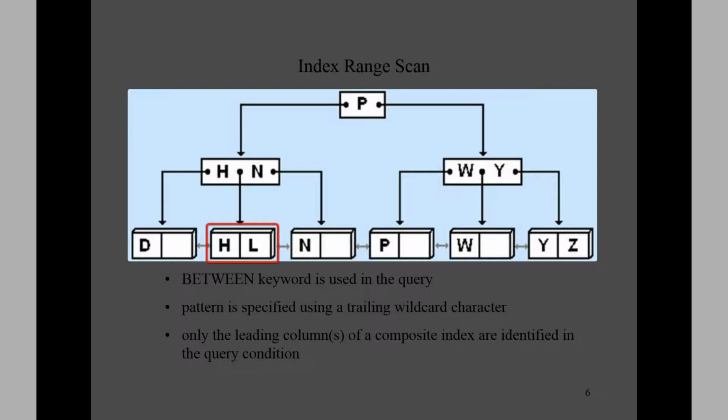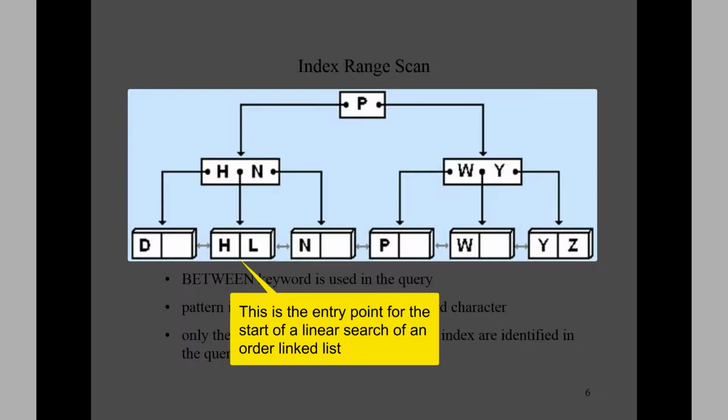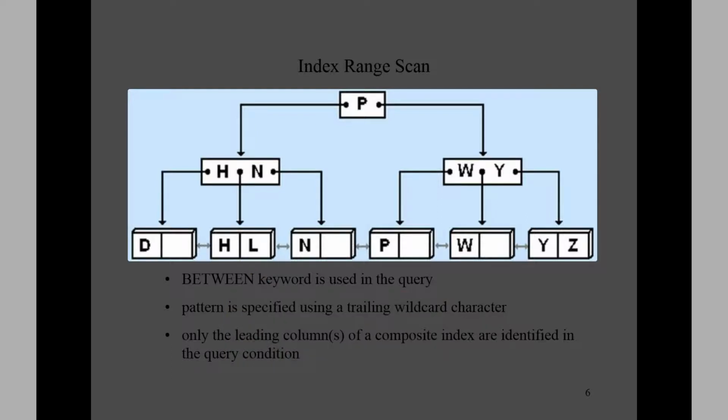A horizontal scan of the leaf nodes is then performed, beginning with the block identified from that downward scan of the index. That is, we've identified the entry point into this double-linked list, this linear structure. Note that the keys in the leaf blocks are maintained in order. These blocks are also sometimes referred to as the sequence set of a B+ tree because the values are in order, or in sequence.